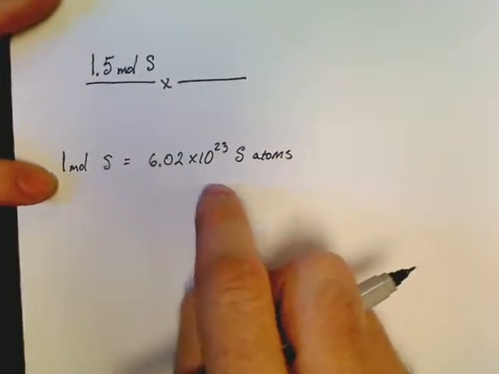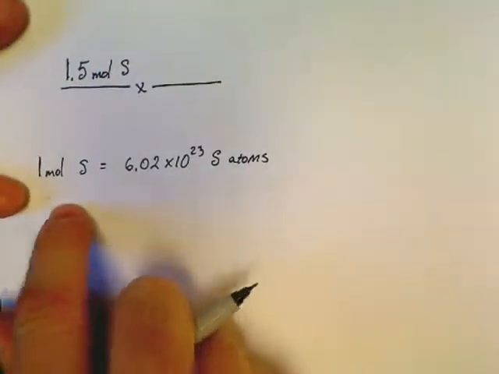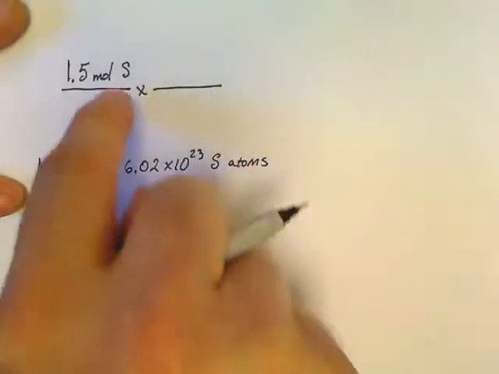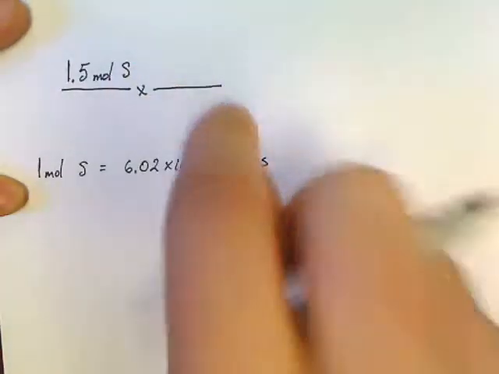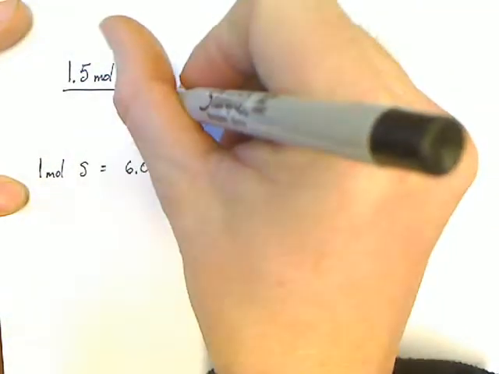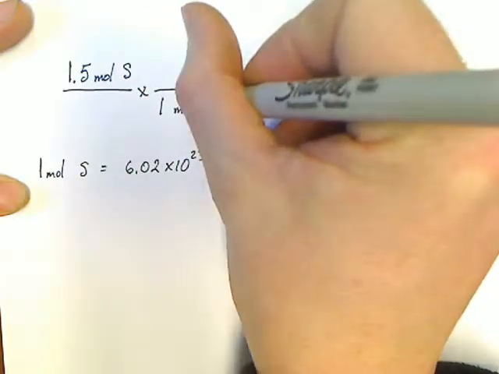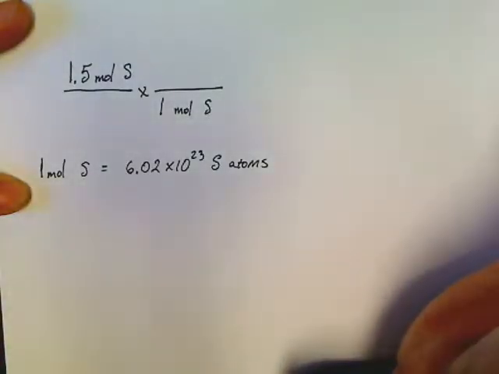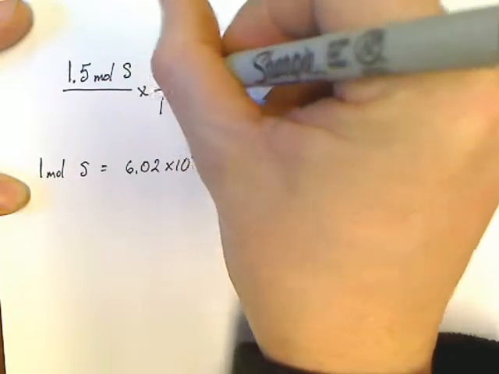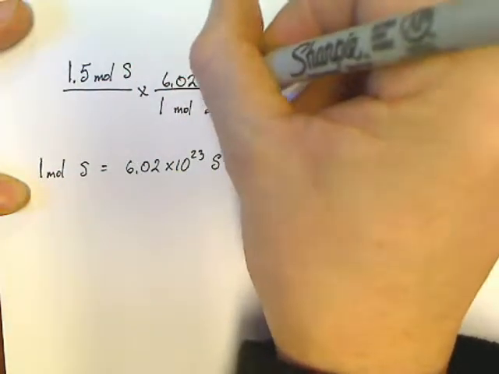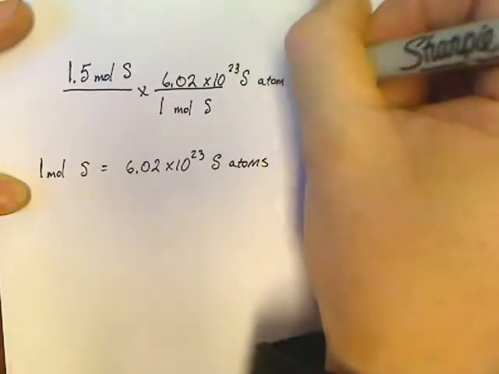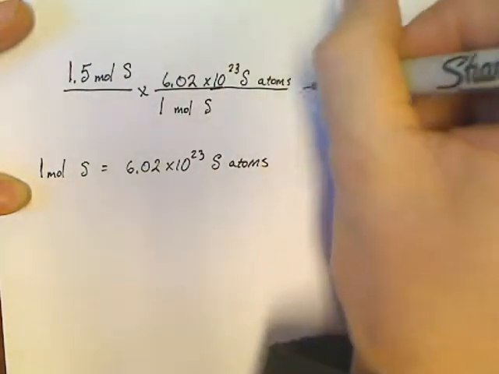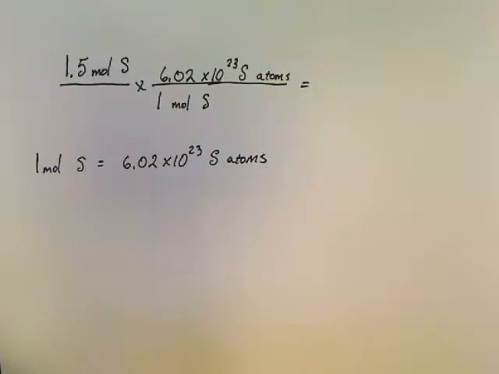And now all I need to know is where does what go in here? Well, if mole S is here, mole S has to be on the bottom in the next step. So I'm going to write 1 mole of sulfur on the bottom here, and I'm going to write 6.02 times 10 to the 23rd sulfur atoms up on top of this next line. I'm going to finish this out, and equals. I am done with that problem.